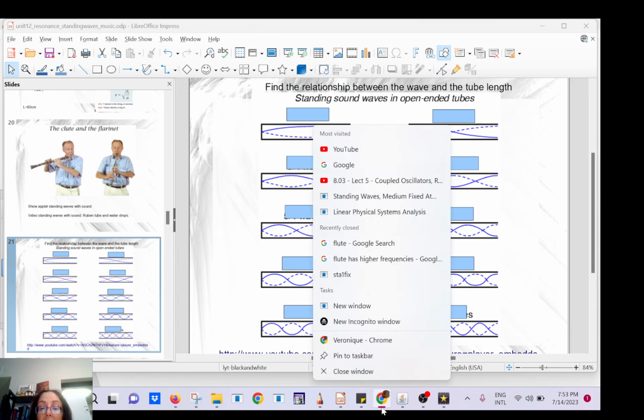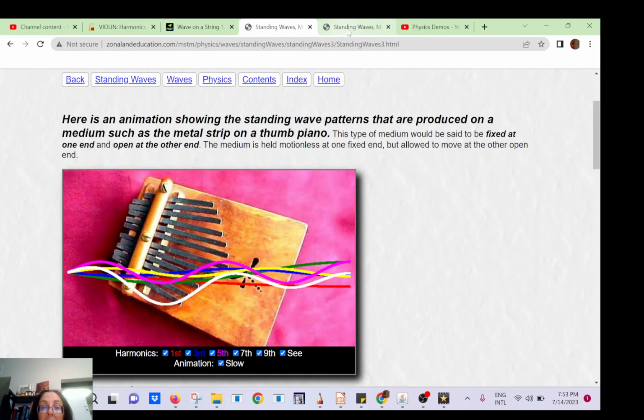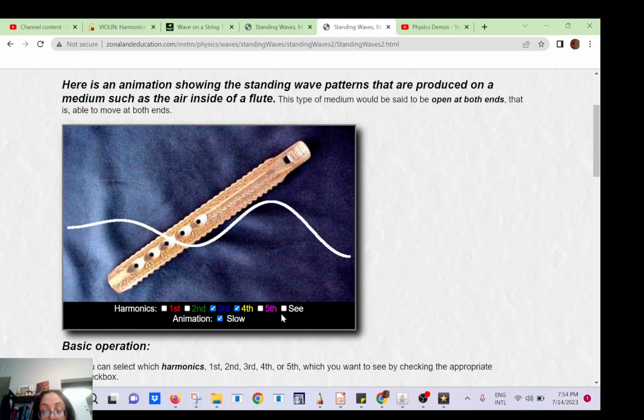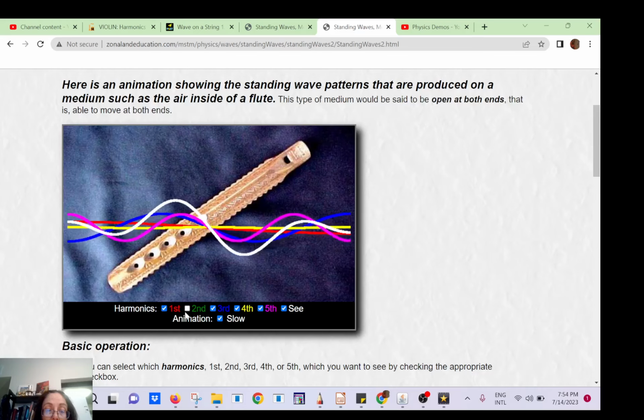You can also use the website here. That will be the flute. The flute is open on both sides. That will be the first harmonic, the second harmonic, the third harmonic. You see how at the end it can move. It's not fixed, but you're going to get the same equation. The equation will be the same as for the guitar and the violin. We'll see that next time.